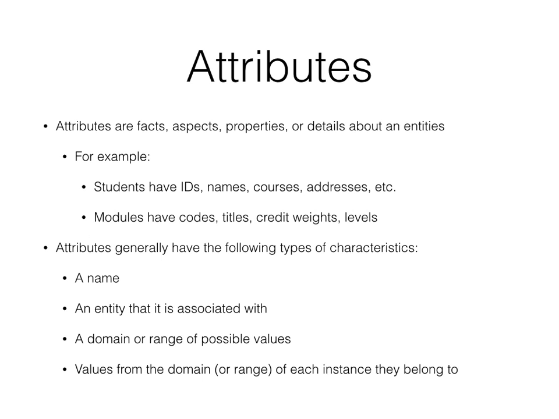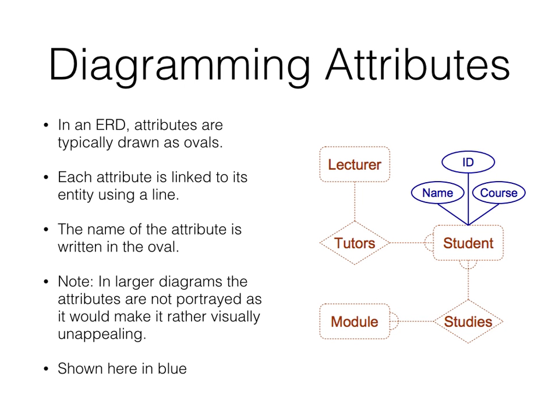Let's take a second and look at how we diagram attributes. In an ERD, attributes are typically drawn as ovals. Each attribute is linked to its entity using a line, so you can see what that entity is comprised of. And the name of the attribute is usually written in the oval. These, of course, are shown here in blue.